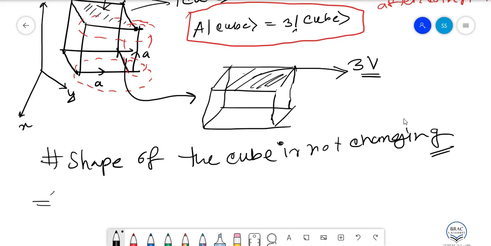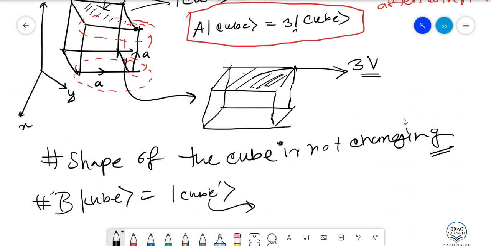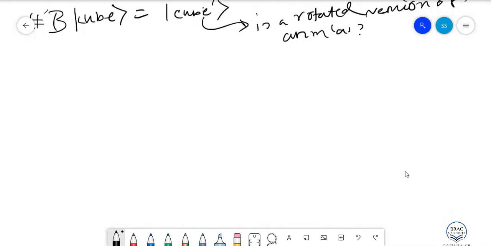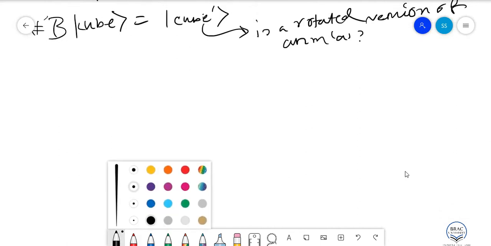But what if we had another operator called P, which acts on each arm of the cube, and it gives something, let's say Q prime, where Q prime is a rotated version of arm A. This means each of these arms will now be rotated. So let me draw another picture and show you what will happen if this is the case.